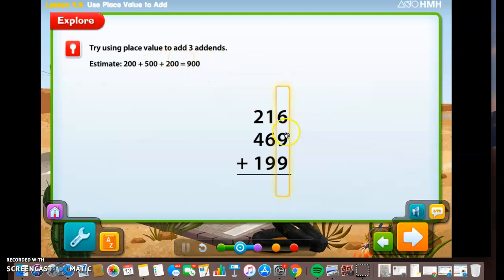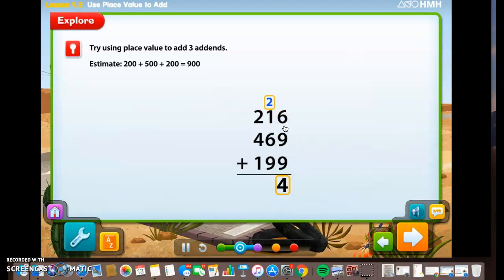Now we're going to do the math, and we're going to use this 900 to check our answer. The sum is 24 ones, so record the 4 ones in the ones place and the 2 tens above the tens place.